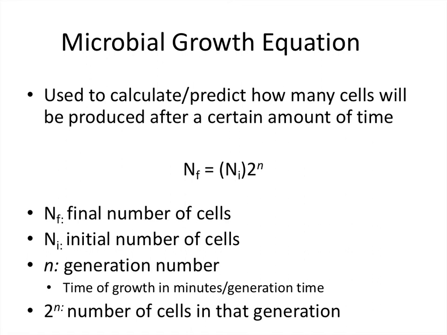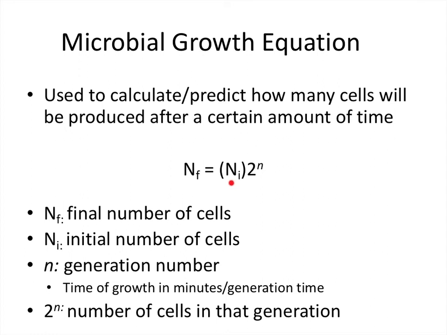One final way to look at microbial growth is from a mathematical perspective. We are actually able to use a formula that will tell us how many cells we can expect at the end of a given period of time if we knew how many cells we started with. This formula might look a little bit complicated, but I'm going to walk you through it, and you will be able to do this just fine after we go through the terms and the example that I give you.